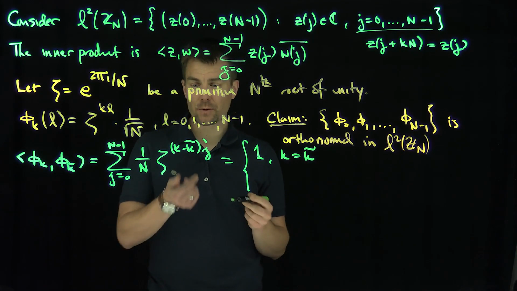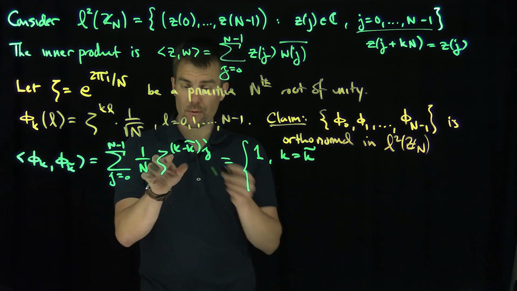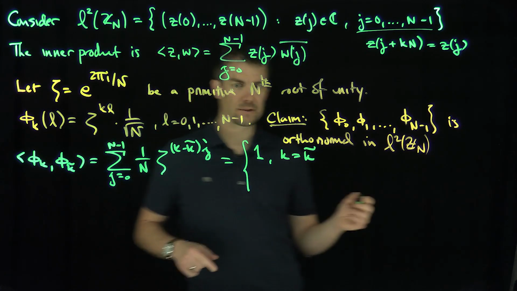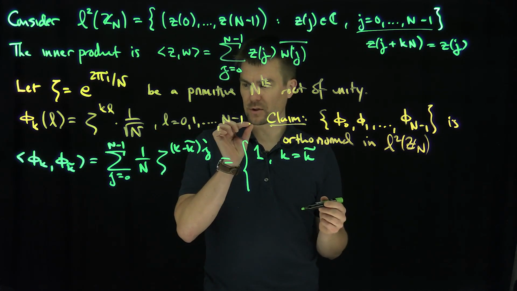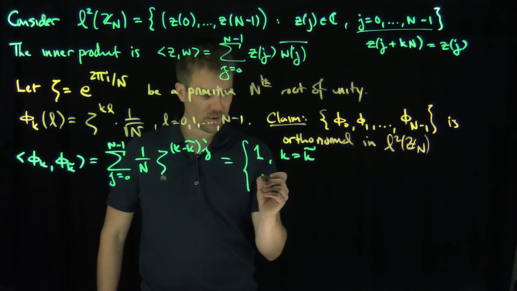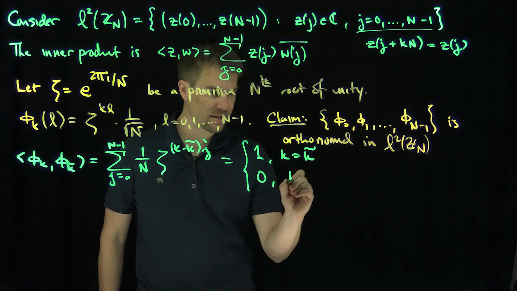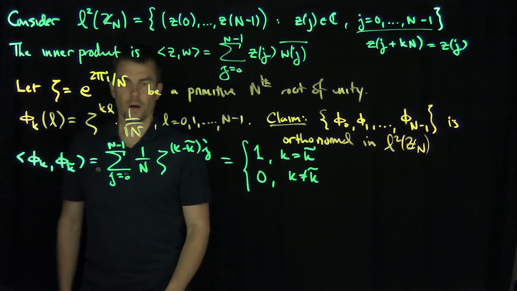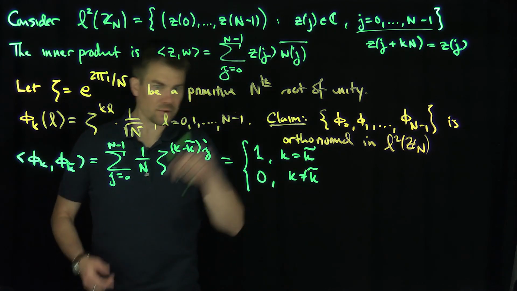And then if k is not equal to k tilde, that's going to be a root of unity, and this is just a cyclotomic polynomial. So in other words, a root of unity plugged into a cyclotomic polynomial is 0 if k is not equal to k tilde. We proved that in a previous video. Okay, excellent. So this is an orthonormal set.